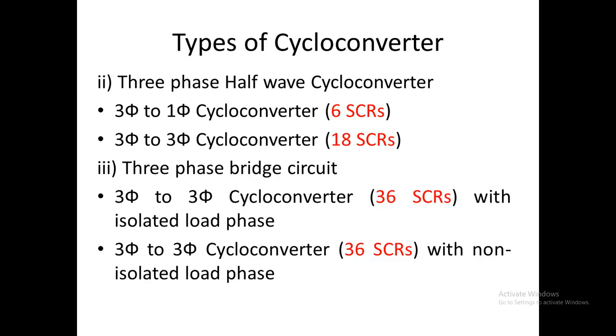Then next, three phase half wave cycloconverters. That is, three phase to three phase with 6 SCRs, and three phase to three phase cycloconverters with 18 SCRs. And three phase bridge circuits, that is three phase to three phase cycloconverter with isolated load phase of 6 SCRs, and three phase to three phase cycloconverter with non-isolated load phase of 36 SCRs.